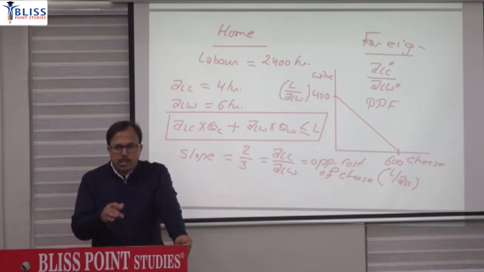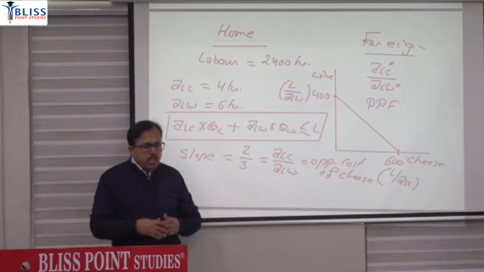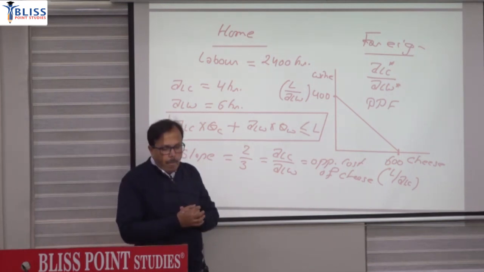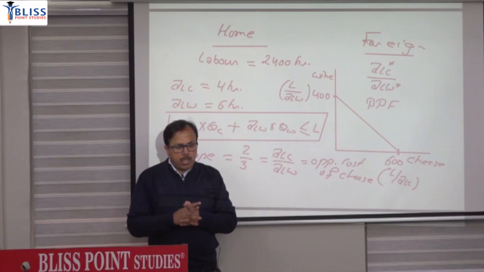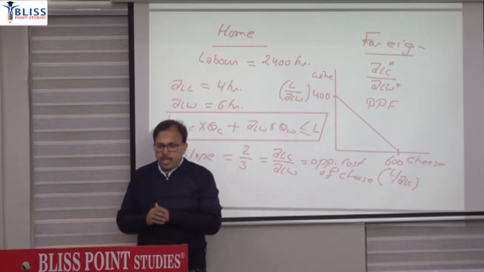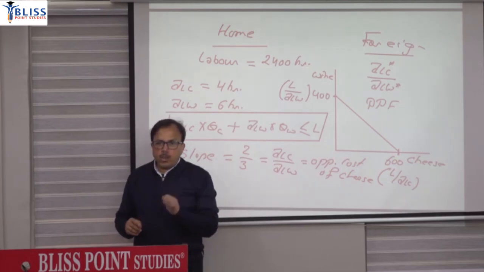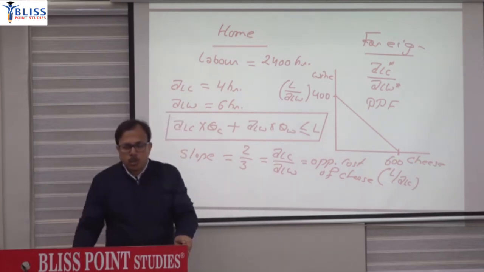Now you are elaborating it. Next paragraph. In this model, production possibility frontier (PPF) is a straight line, due to constant opportunity cost.